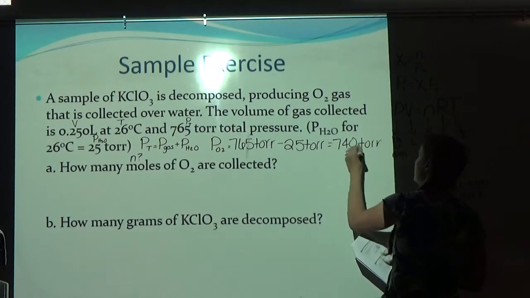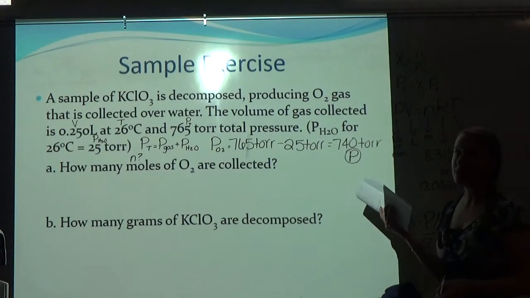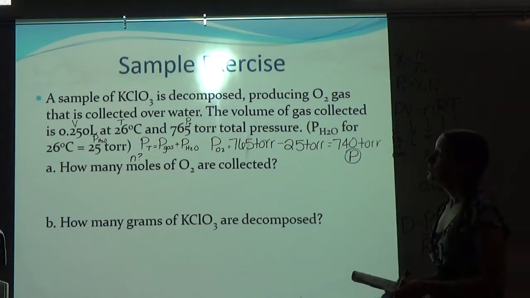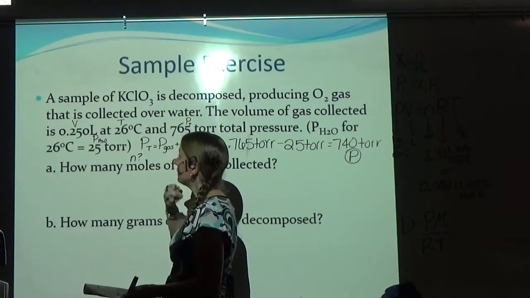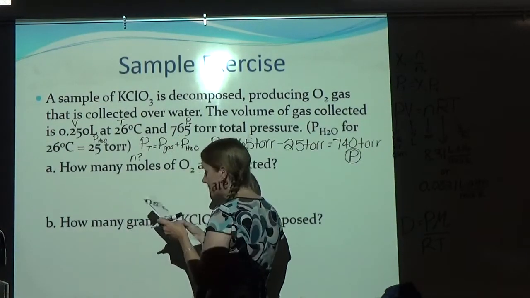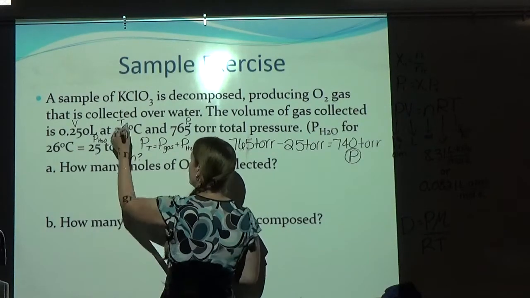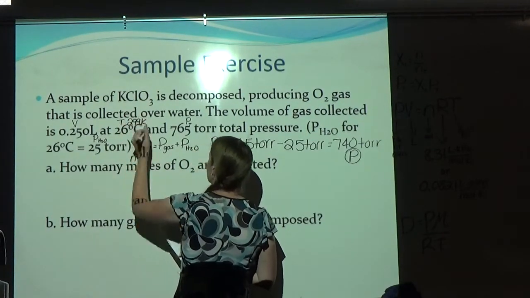So this is the pressure that I'm going to use in my ideal gas law. Let me check my units before I plug in. I have volume in liters, which is fine. I have temperature in Celsius, which is not. I need to add 273, and so I get 299 Kelvin.